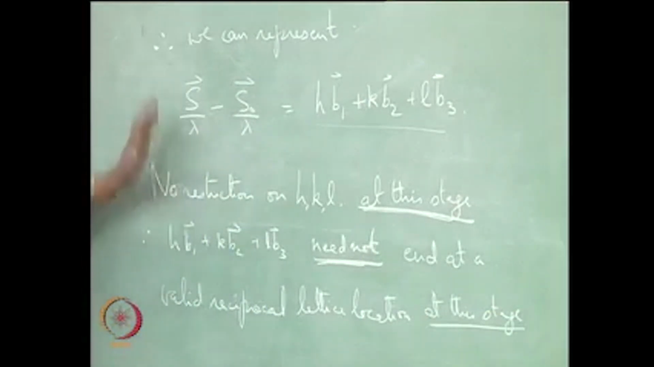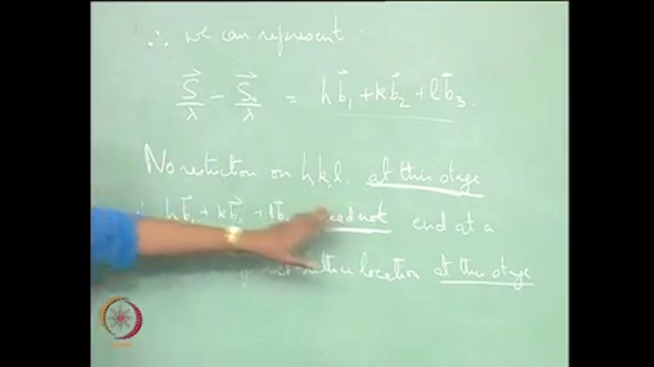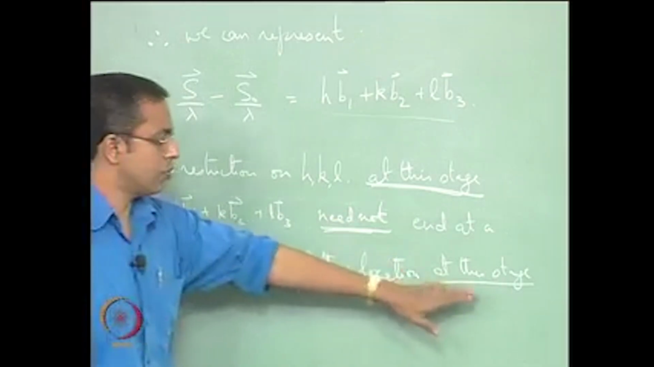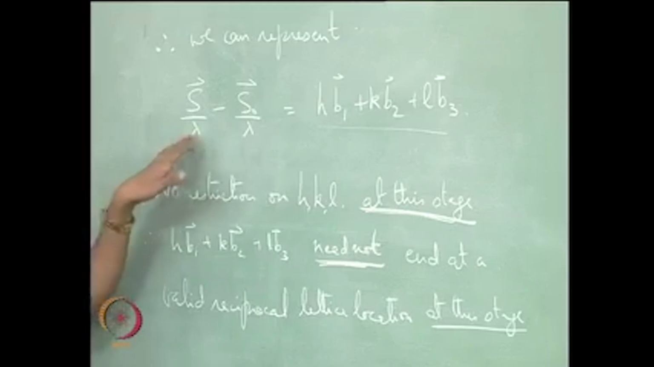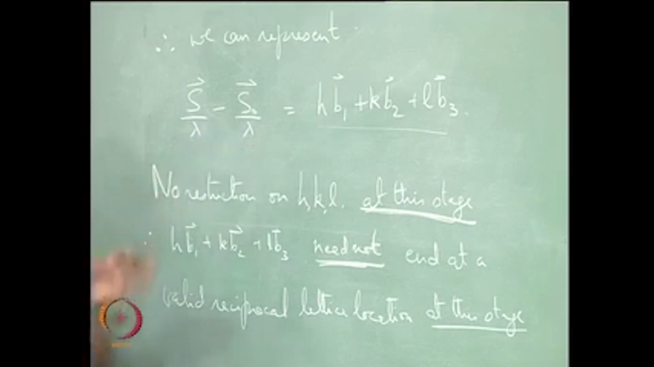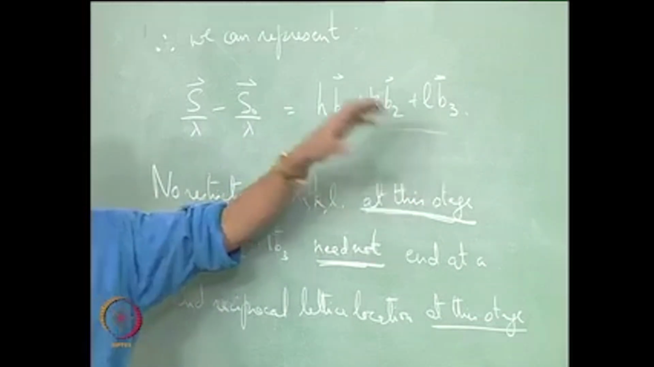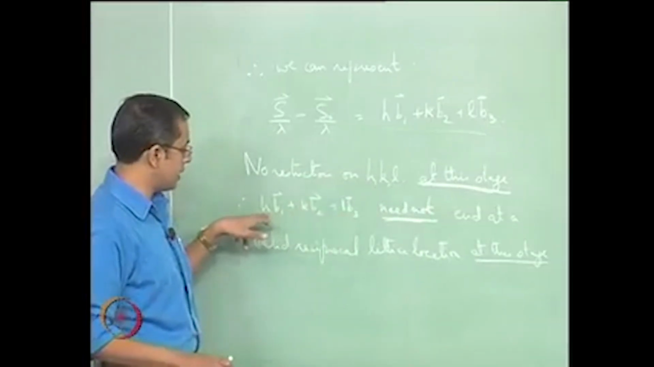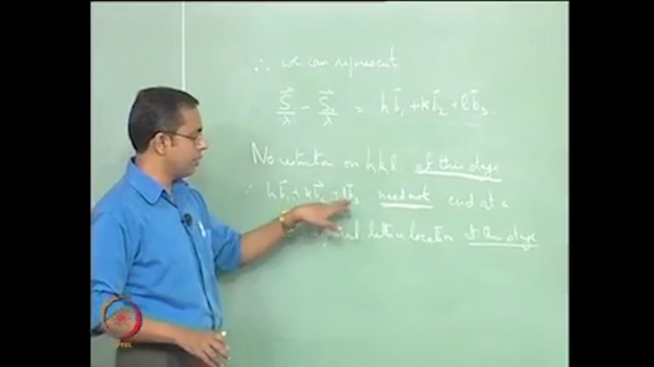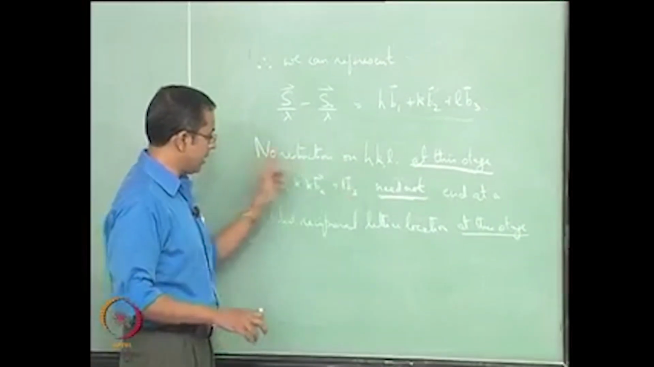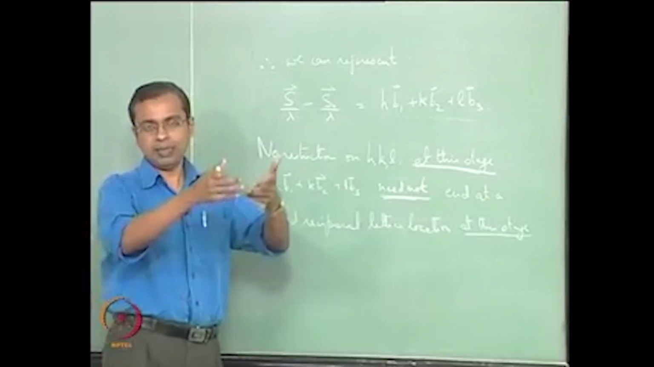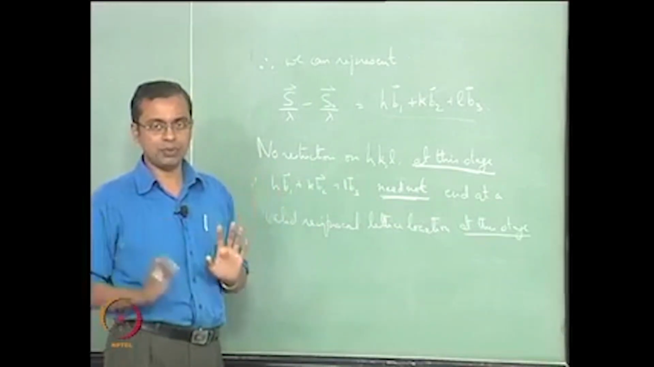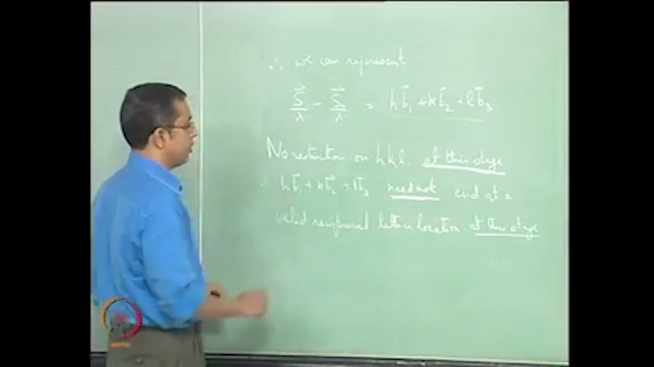At this stage in our derivation, we have not placed any other restrictions on the system. Therefore this difference, even though it has all the dimensions of being in reciprocal space and can be written this way, has H, K and L that need not be integers, and therefore this sum, which is now a vector, need not end at a valid reciprocal lattice point. It could end up in some open location where there is no valid reciprocal lattice point. That is the important thing.